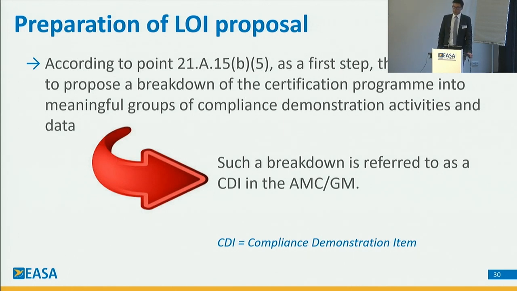So the preparation of the LOI proposal. According to point 21.A.15(b)(5), as a first step, the applicant has to propose a breakdown of the certification program into meaningful groups of compliance demonstration activity and data, and we call this in the AMC/GM material a compliance demonstration item.